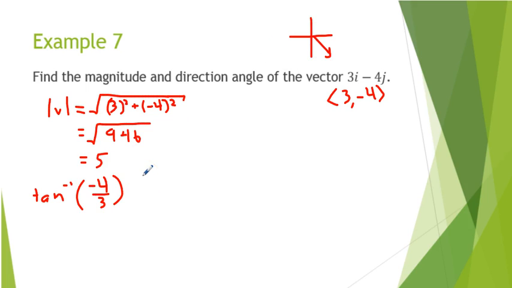So go ahead and hit tangent inverse of negative 4 divided by 3. And the answer I'm getting is approximately negative 53.130.